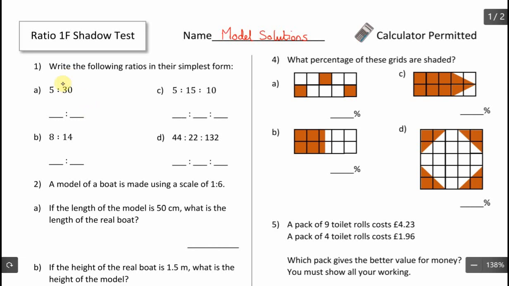First question, simplify these ratios into their simplest form. We're looking for a common factor which these numbers can both be divided by, and in this case that is 5. So if we divide both these numbers by 5, we get 1 to 6 as our ratio.